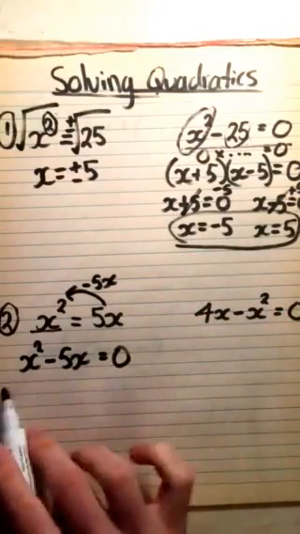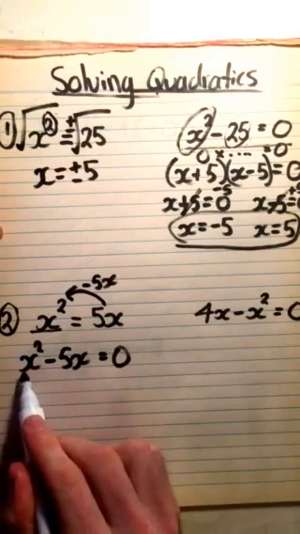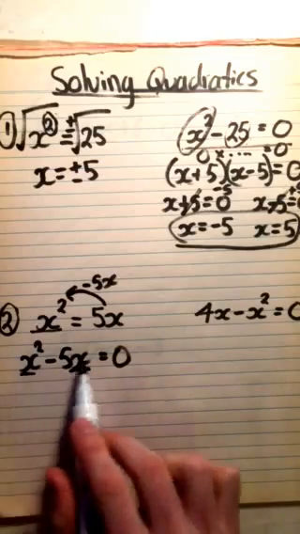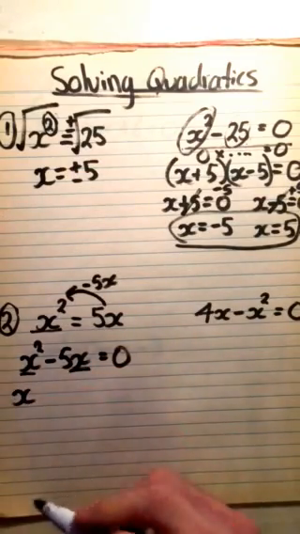Great, that's how you always want to start the quadratic. The next thing you do is we can see that x is a common factor to both of these terms. So we can factorize the x out, and it is the highest common factor.